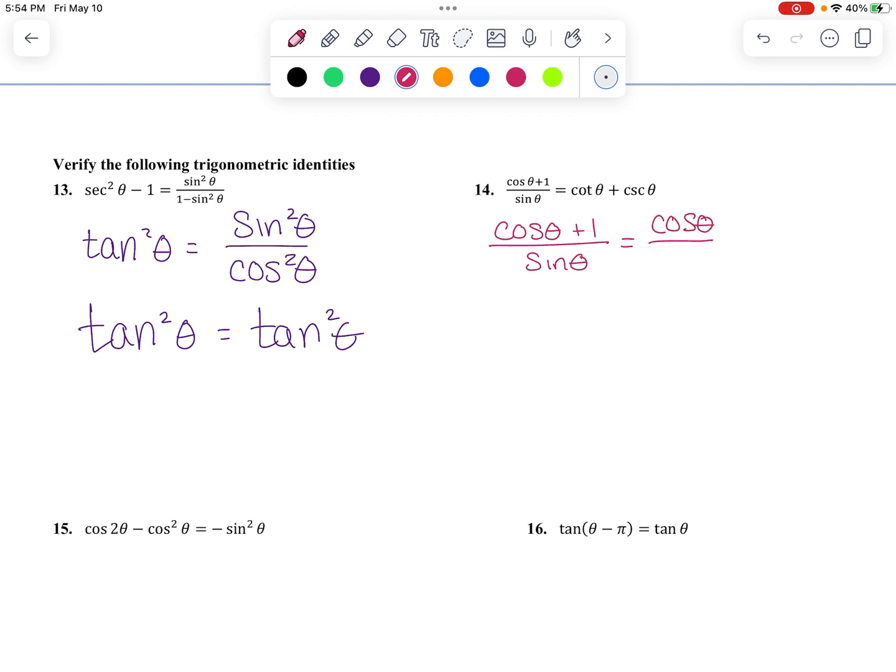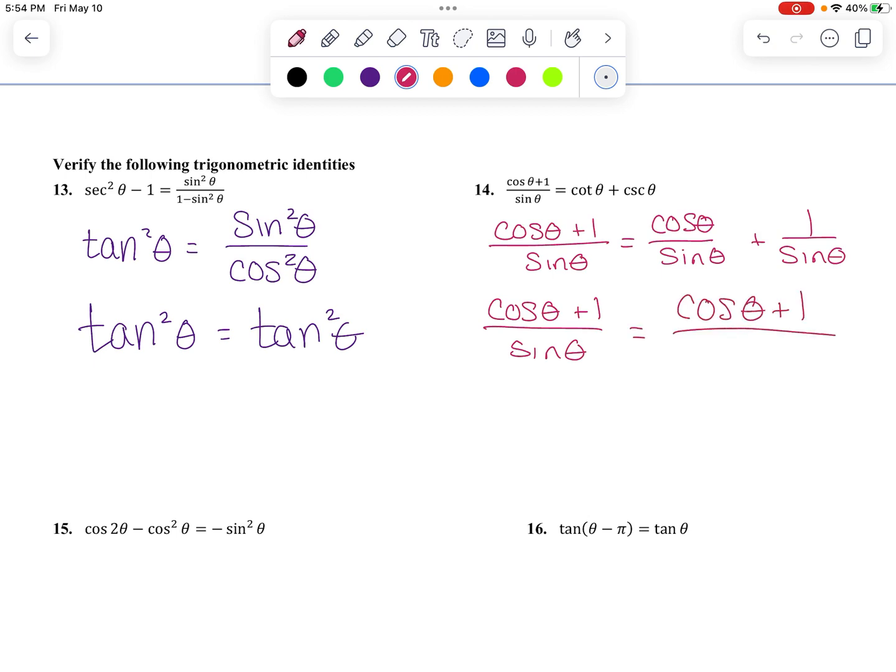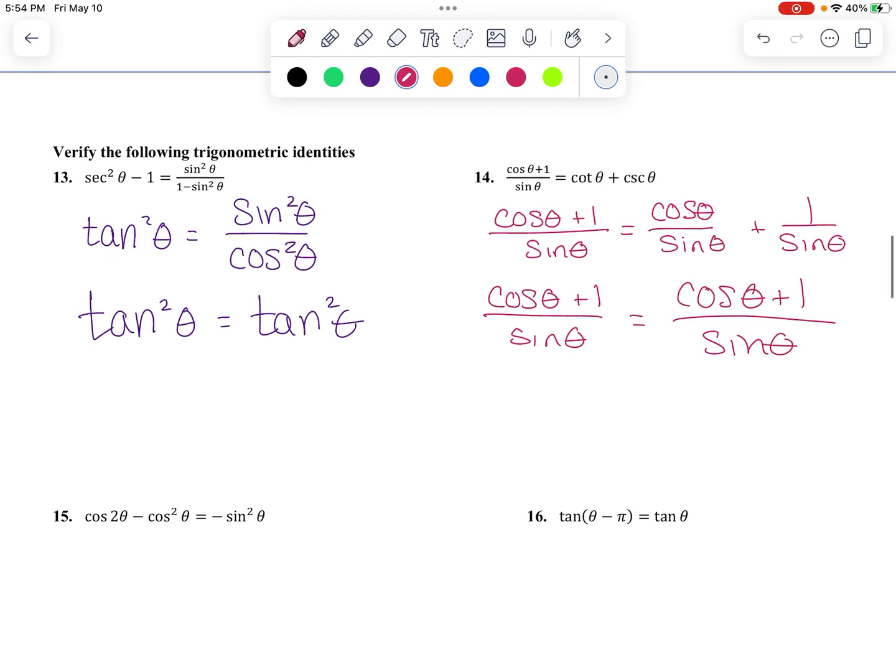All that wonderfulness. So cosine theta over sine theta plus 1 over sine theta. Ooh, I'm adding fractions and they already have a common denominator. Cosine plus 1 is just cosine plus 1 over sine, which is what the other side is.